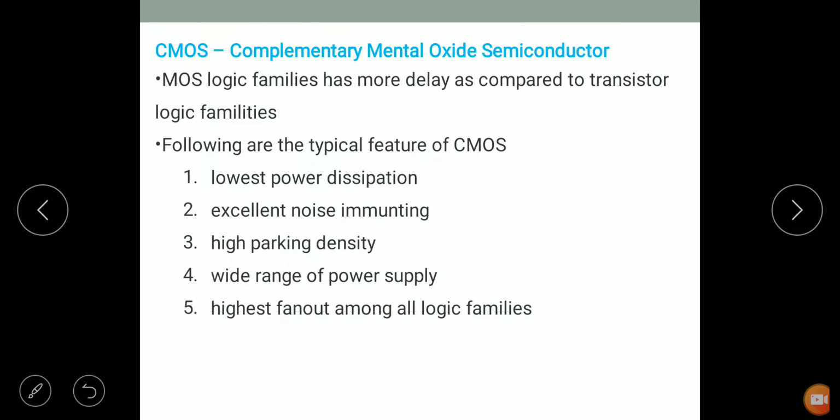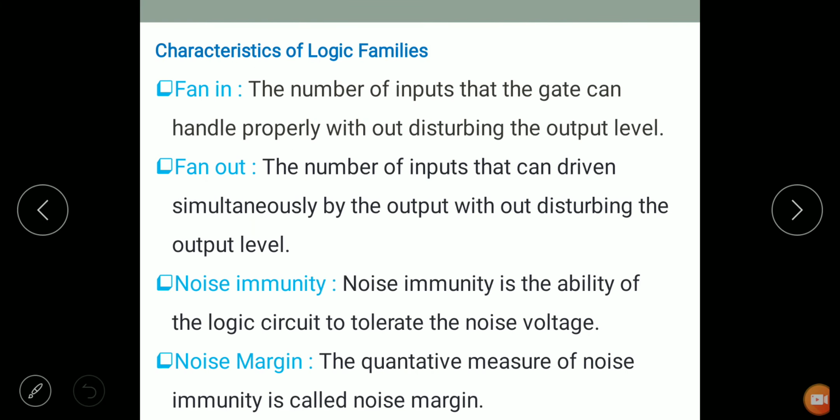Okay, now we see what are the characteristics of logic families. First is fan in. Fan in is defined as the number of inputs that the gate can handle properly without disturbing the output level. Means the number of inputs the gate has is nothing but the fan in of that logic circuit. If the gate has 4 inputs, then it can handle them without disturbing its output level. So the fan in is 4. Now second is fan out.